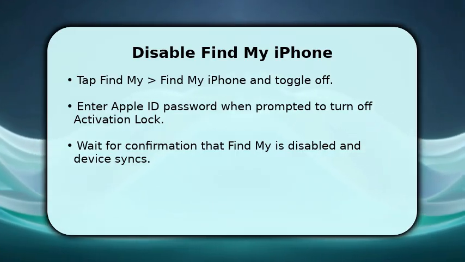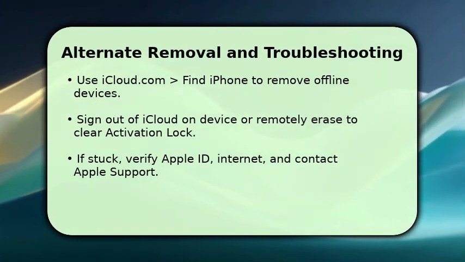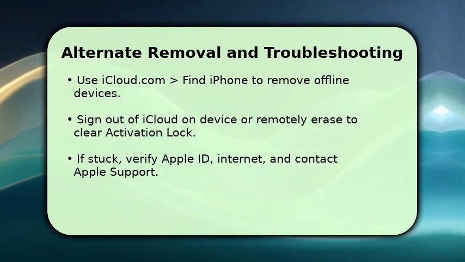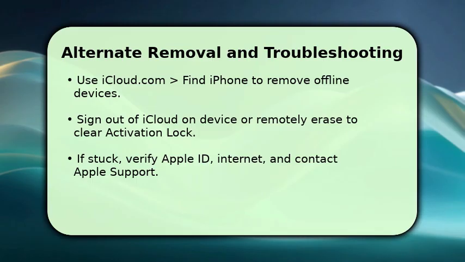If the device is missing or offline, go to iCloud. On another device, sign in, open Find iPhone, select the device, and choose Remove from Account after erasing it. Once removed, the Find My setting and activation lock are cleared.